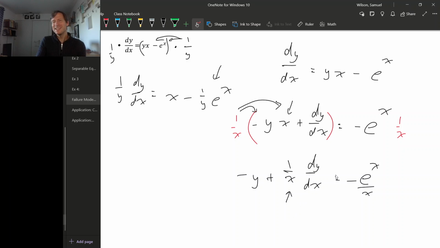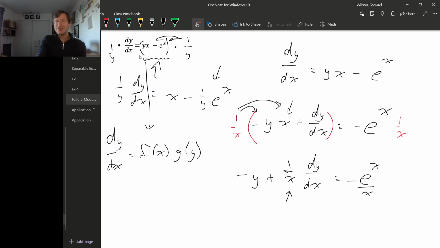So what we're seeing here is this differential equation, we can't separate it. It's not separable. It's impossible to write this right-hand side of this differential equation as a function of x times a function of y. It's just impossible to rearrange this differential equation to make it look separable. So this differential equation isn't separable. And you can see if you try to separate a non-separable equation, it's just impossible to separate.